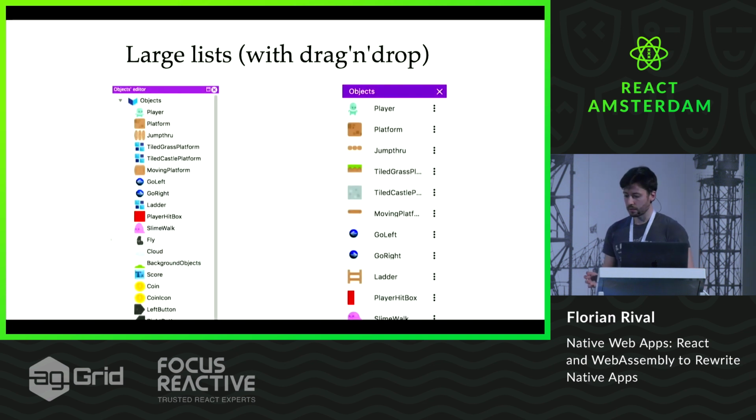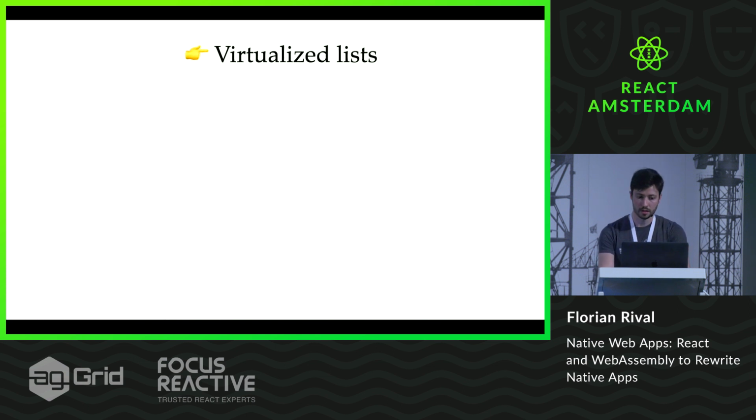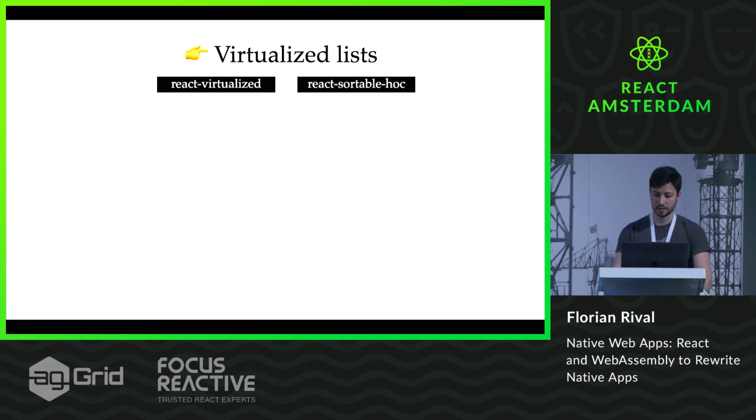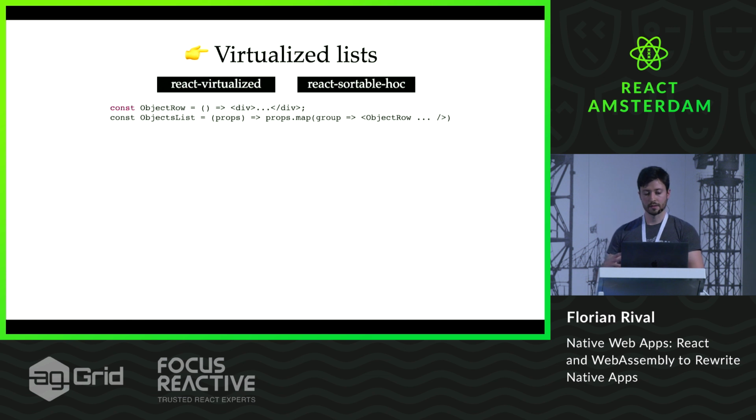Then the first challenge that I had was I wanted to display a large list. By large, I mean a list containing, for example, hundreds of objects. So in your game, you can have 100, if not maybe 1,000 objects. So the solution for this was to use a virtualized list. For example, using React Virtualized and React Sortable HOC, you can go from one list that is just displayed by iterating on the list of objects to a virtualized list.